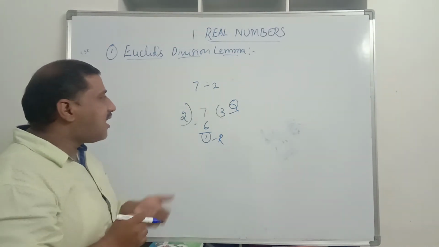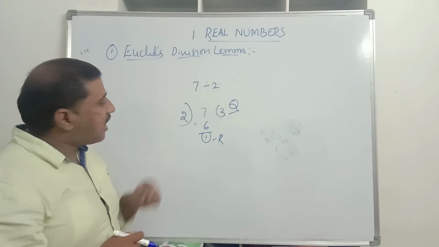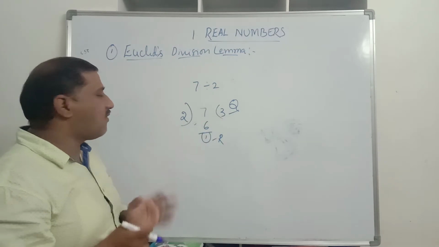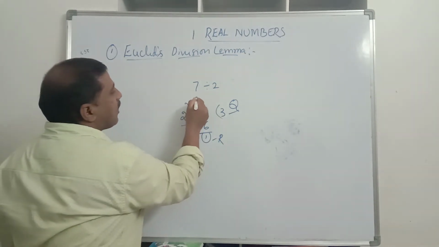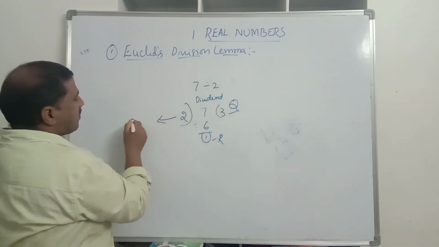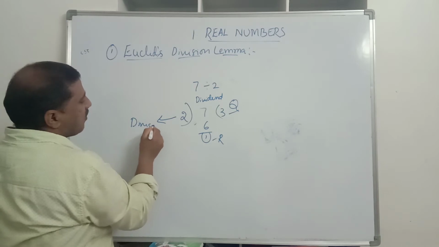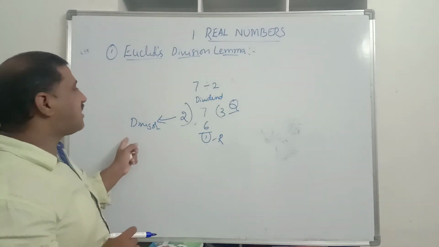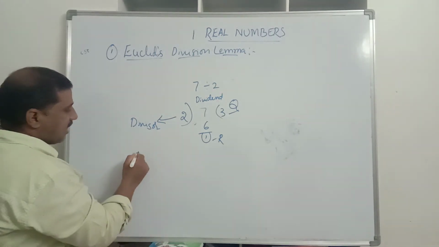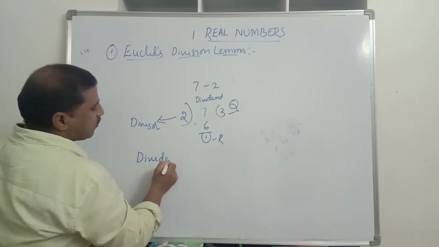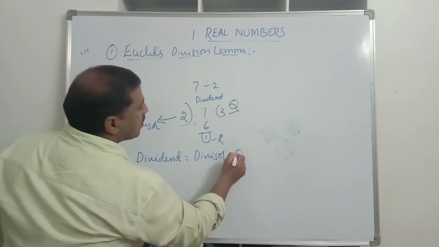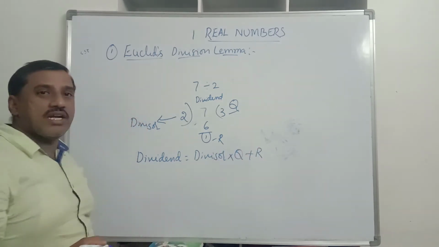We have come across this concept in the lower classes. Now we have a relationship between these four numbers 2, 7, 3 and 1. What do we call this 7? This 7 is known as the dividend, and this 2 is called the divisor. Divisor, dividend, quotient and remainder we have come across in the lower classes, that is, dividend is equal to divisor into quotient plus remainder.